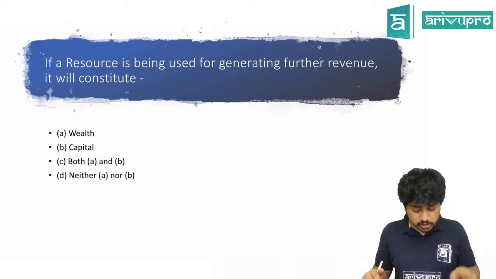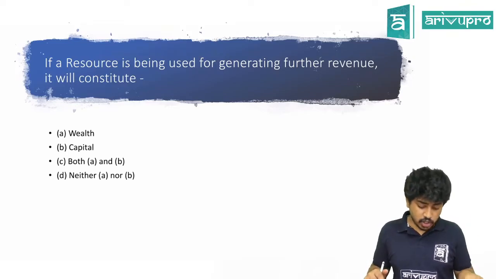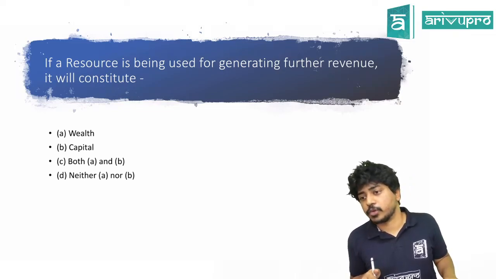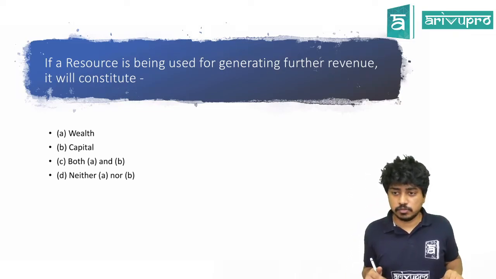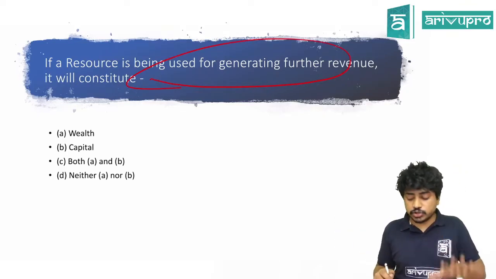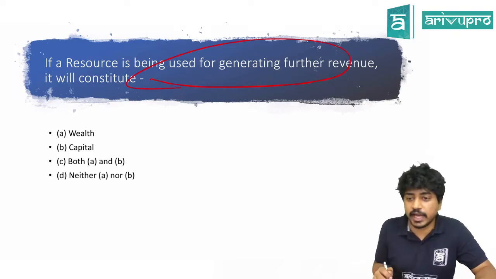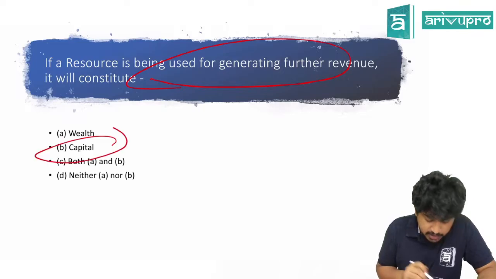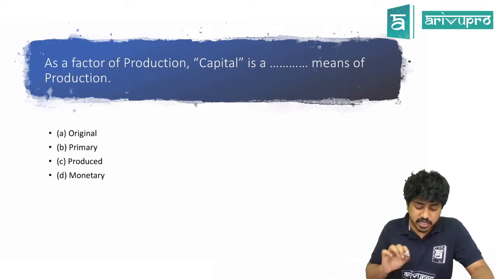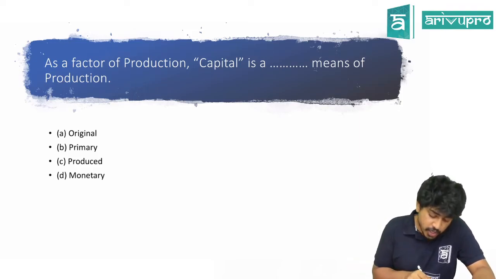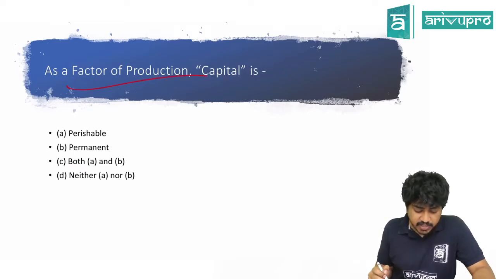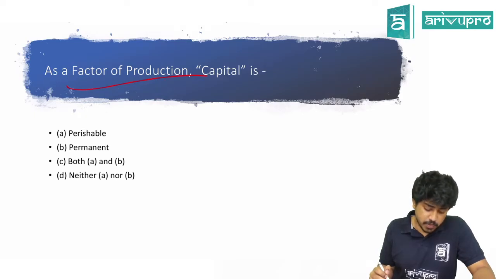Can we read through it now? Questions? If a resource is being used for generating further revenue, it will constitute capital or wealth or both A and B. Tell me. It will be used for capital. As a factor of production, capital is a dash means of production. Produced means of production. As a factor of production, capital is what? Perishable, permanent, both A and B.